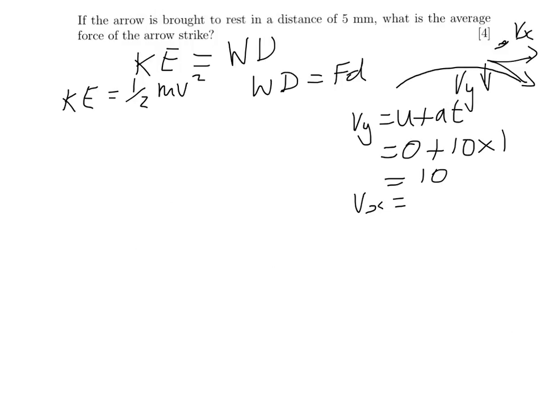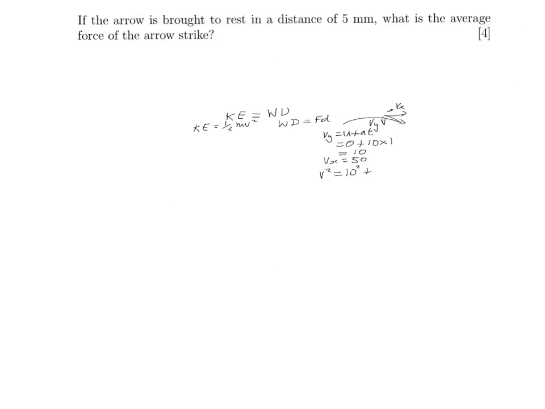So our vertical component is 10 meters per second. We worked out our horizontal component earlier on, which was 50 meters per second. Now we need to find the resultant of those two, so we need to use Pythagoras' theorem. We do 10 squared plus 50 squared, and that will give us our resultant velocity squared, so v squared is 2,600.